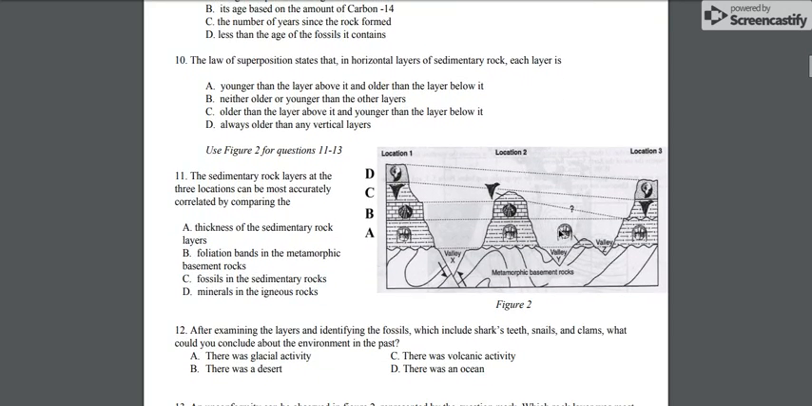All right, we are using figure 2 over here for questions 11 through 13. Number 11, the sedimentary rock layers at 3 locations can most accurately be correlated by comparing A, the thickness of the sedimentary rock layers, B, foliation bands in the metamorphic basement rocks, C, the fossils in the sedimentary rocks, or D, the minerals in igneous rocks.